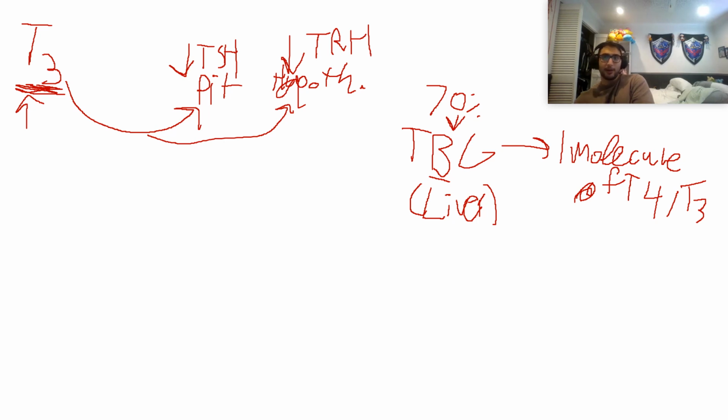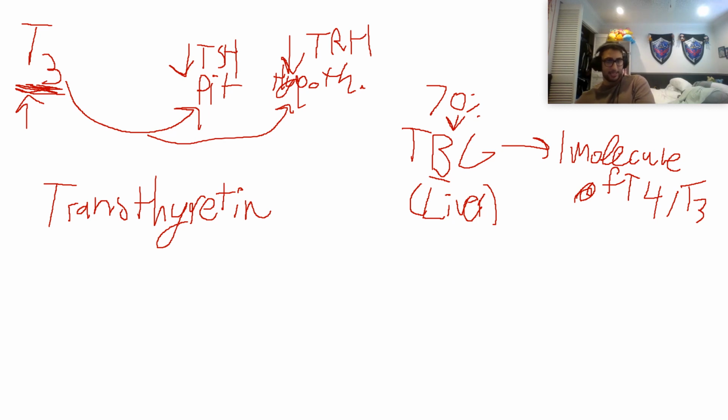Now there's another thyroid binding protein called transthyretin. All right, transthyretin. This is a very important protein because it can form amyloid. So it can misfold and it can cause amyloid plaques and it can cause a form of restrictive heart disease. But what I want you to understand right now is that this is the other transportation form.